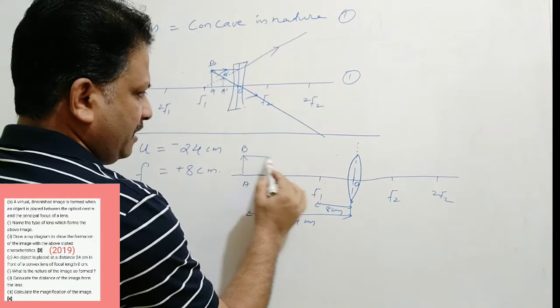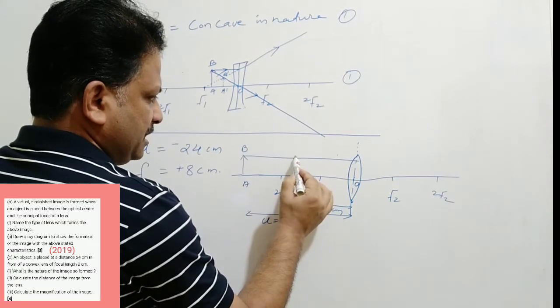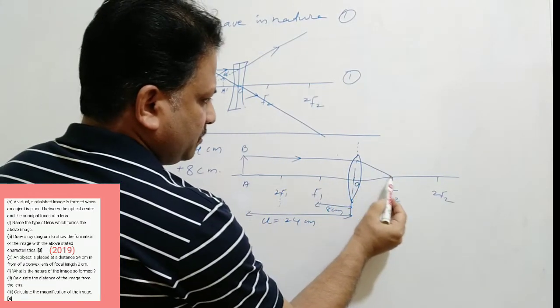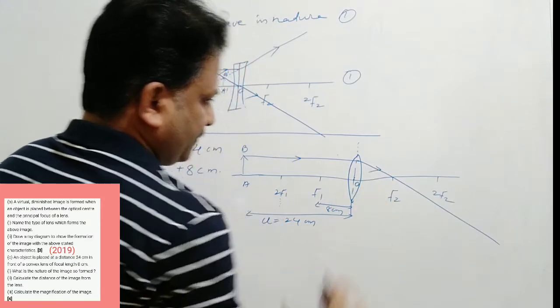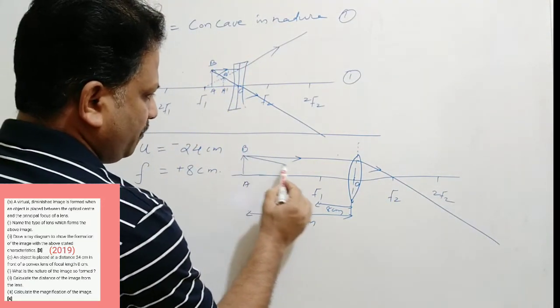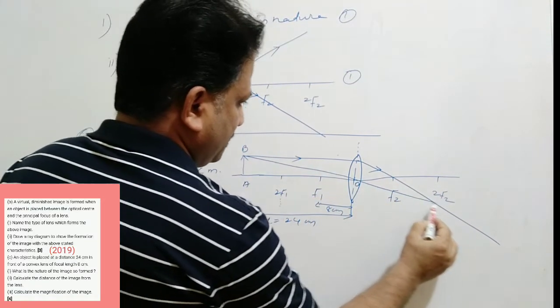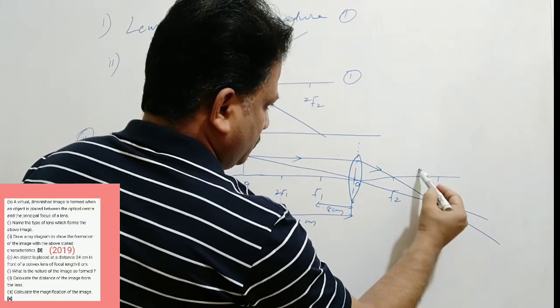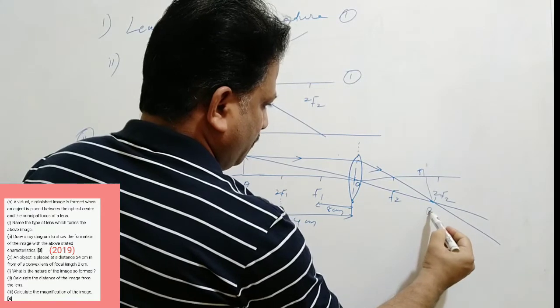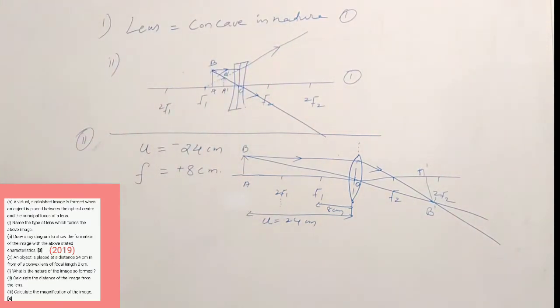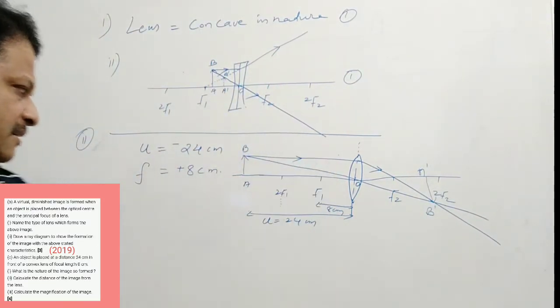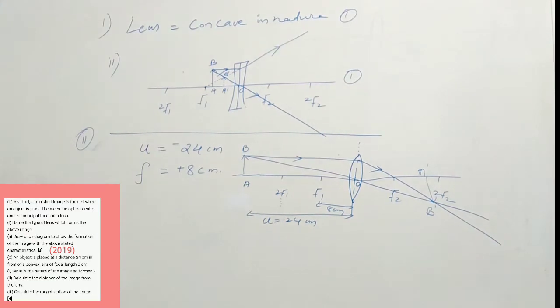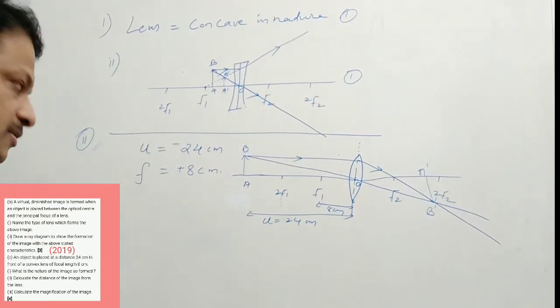So a ray of light traveling parallel to the optical principal axis, after refraction, travels through the principal focus, and a ray of light traveling through the optical center passes undeviated. So we are getting an image here, somewhere between f2 and 2f2, A dash B dash. Clear? So now we can write the nature of the image. What is the nature of the image so formed?